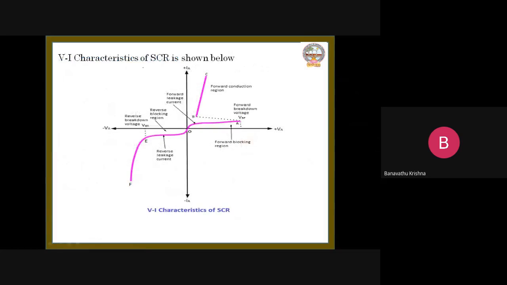So let us see the VI characteristics of this SCR, silicon controlled rectifier. Let us come to the forward blocking mode. Here junction J1 is forward bias and junction J3 is forward bias, but junction J2 is reverse bias. So by applying a positive forward bias voltage to the anode and negative to the cathode, junction J1 and J3 are forward bias and junction J2 is reverse bias. Due to this reverse bias condition, the SCR is in off condition.